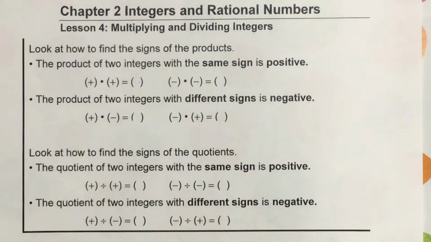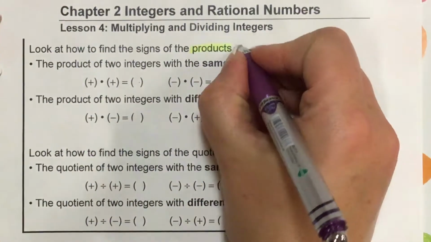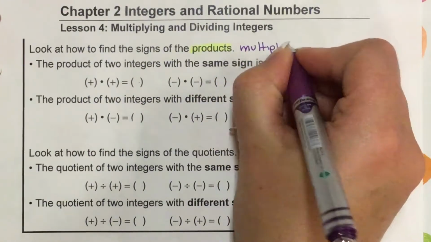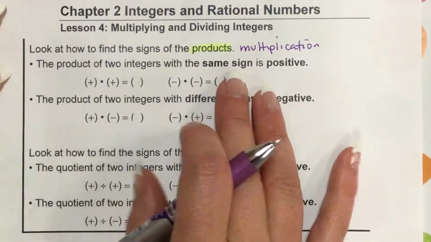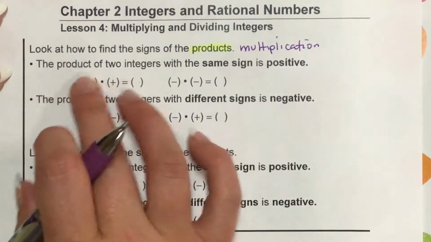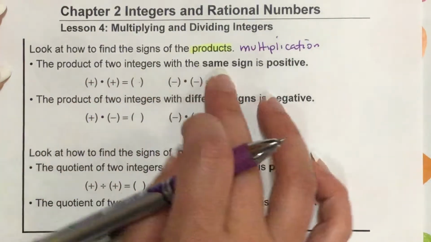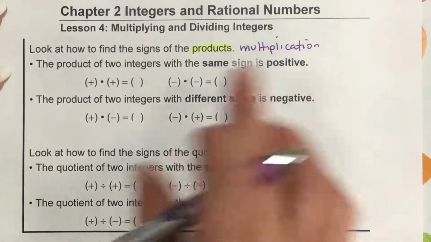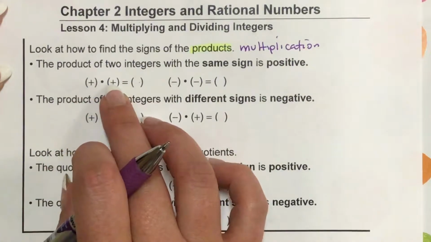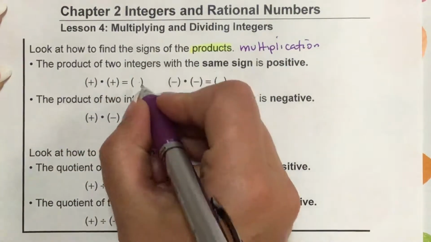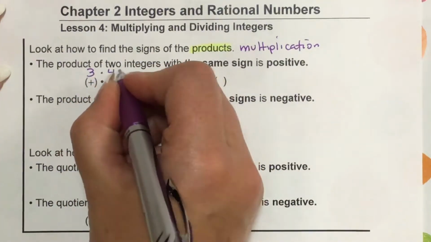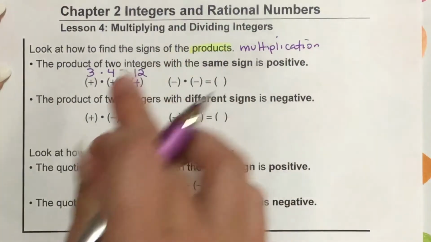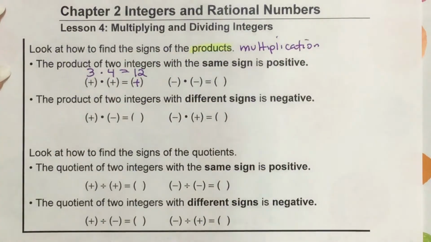Now, products, that's a special word. Do you remember what the word products means? That means what we're dealing with is multiplication. Okay, and the rules for integers, whenever you're dealing with multiplication, it says the product, that means the answer of a multiplication problem of two integers with the same sign is positive. So if you have a positive number multiplied by another positive number, you're going to end up with a positive number. So if you have like 3 times 4, that is 12. Okay, there's the same sign, you get a positive answer.